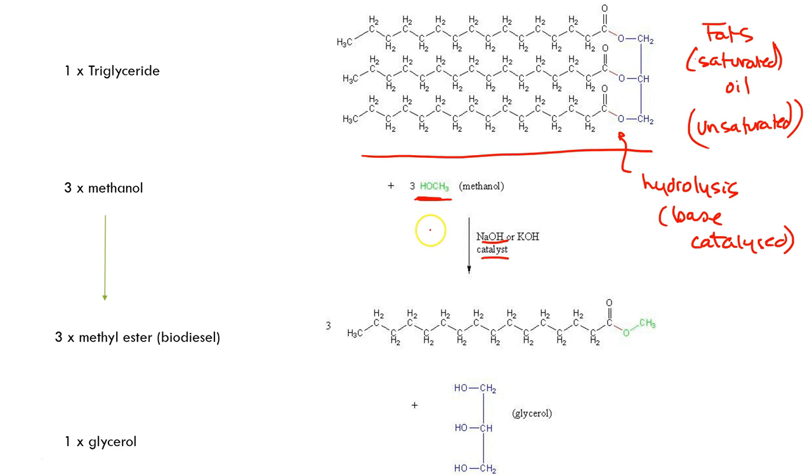This is allowed to react with heat, and we end up producing 3 lots of biodiesel, which is a methyl ester. We've added the methyl group onto here. The triglyceride is broken apart to create the carboxylic acid, and then we get condensation of the alcohol onto the carboxylic acid group. It also produces 1 molar equivalent of glycerol. So 1 triglyceride and 3 methanol produce 3 biodiesel and 1 glycerol. The structures for glycerol and your fatty acids are given in your data booklet.